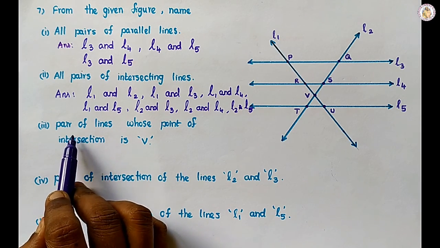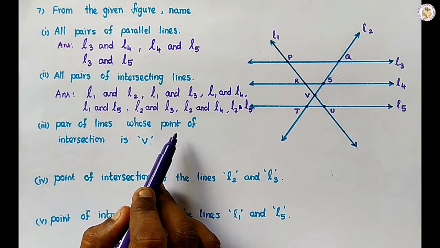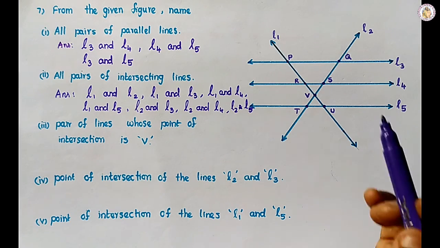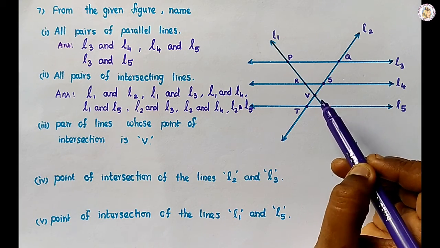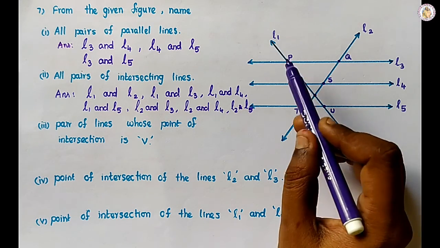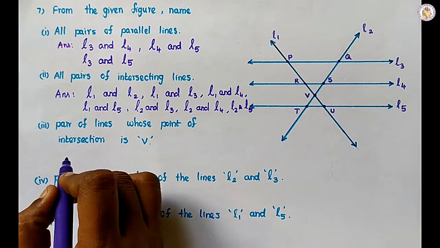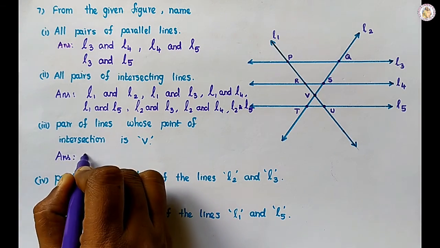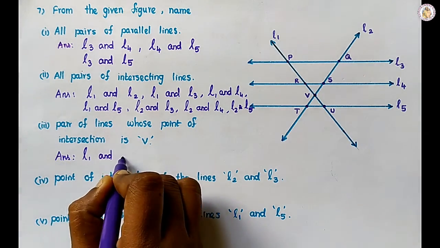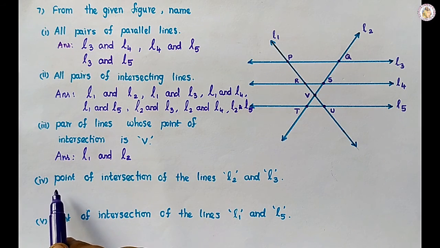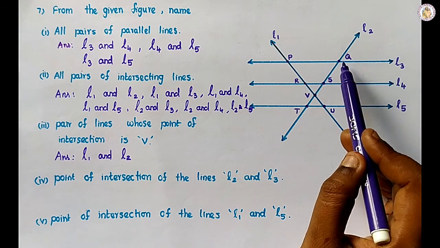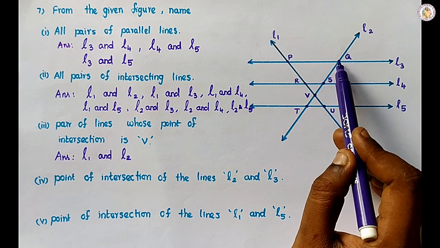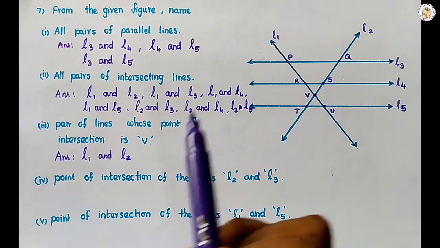Third one, pair of lines whose point of intersection is V. Listen here, point of intersection V, that is, which lines are intersecting here? Line 1 and line 2. So answer L1 and L2. Next, point of intersection of the lines L2 and L3. Listen here, L2 and L3. Which one is the point of intersection here? Q.